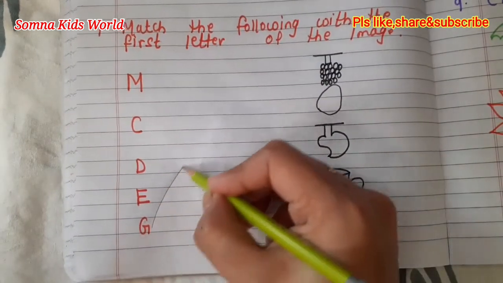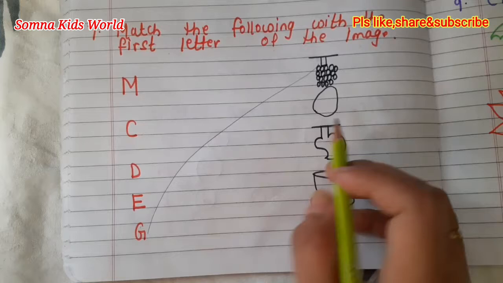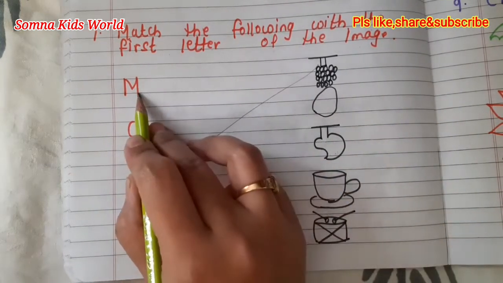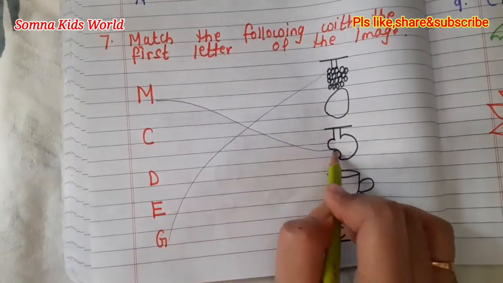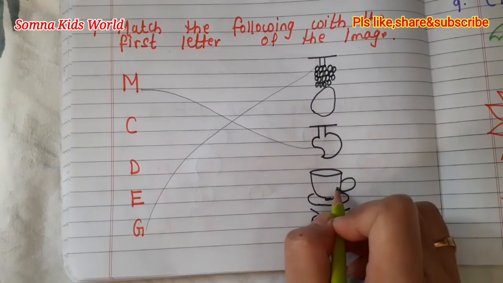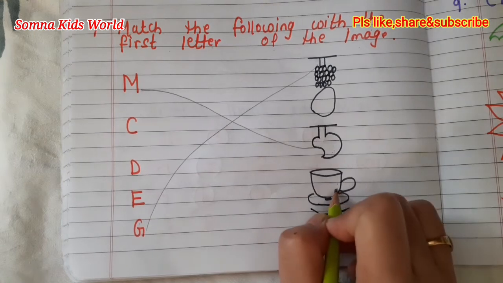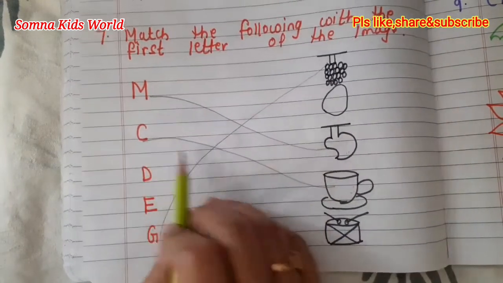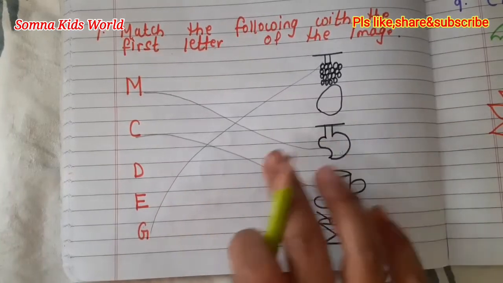Here is G. So you can see it's a mango. The first letter of mango is M. So where is M? Here is M. This is a picture of a cup. The first letter of cup is C. So where is C? Here. So they have to match it according to the first letter of the image.